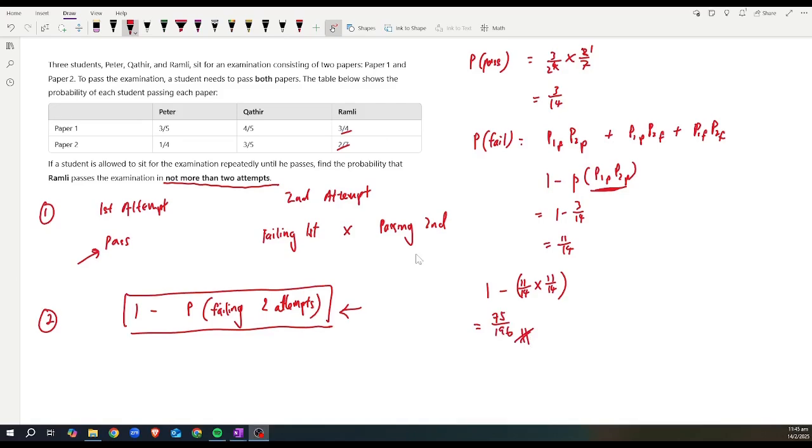We can calculate it using the first method as well to show that they both arrive at the same answer. So the first method will include the probability of passing on the first attempt, which is 3 over 14. And then you need to add to that the probability of passing on the second attempt, which includes the probability of failing the first attempt, and then you multiply that by the probability of passing the second attempt. And this also gives us 75 over 196.